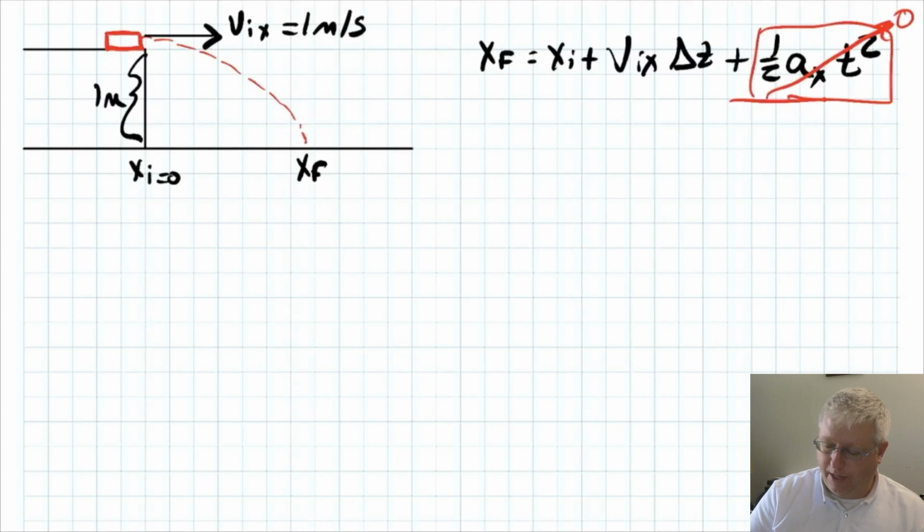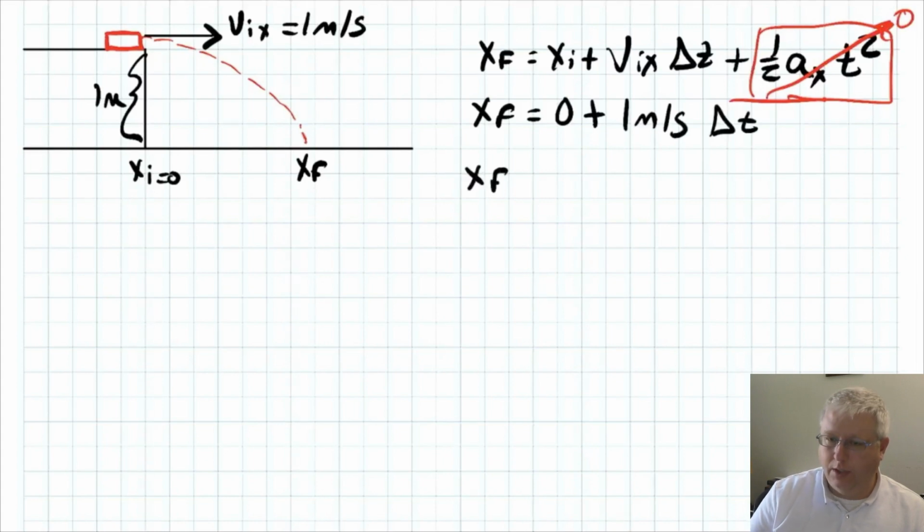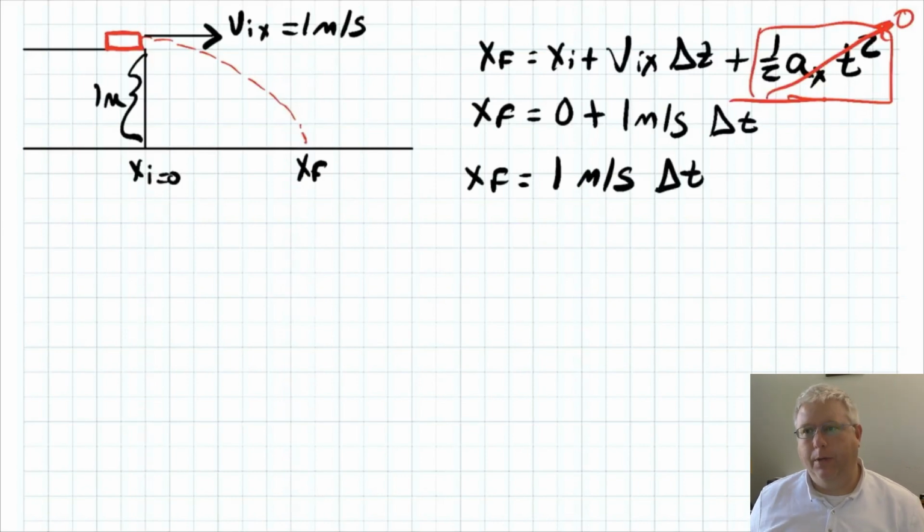So what are we left with? The final position, what we're looking for, is the initial position, that's our 0, plus the initial velocity in the x direction, all right, that's what we defined up here, our 1 meter per second, times our time interval. So that leaves us with the final position, what we're looking for, is 1 meter per second times the time interval. What's the time interval? Well, we need a little bit more to get that. So the time it takes the iLab device to fall vertically. So how do we get that?